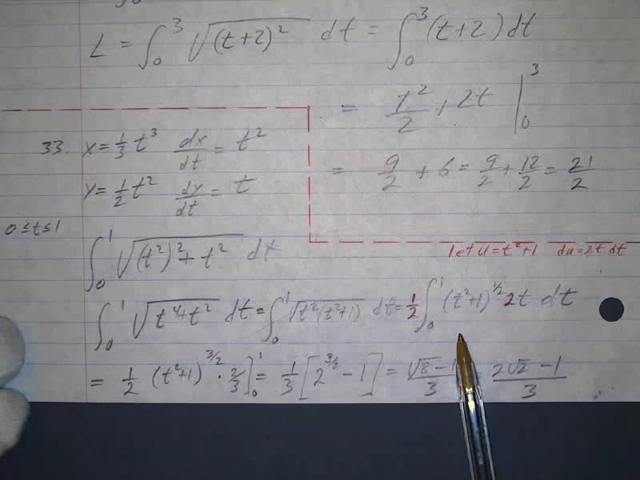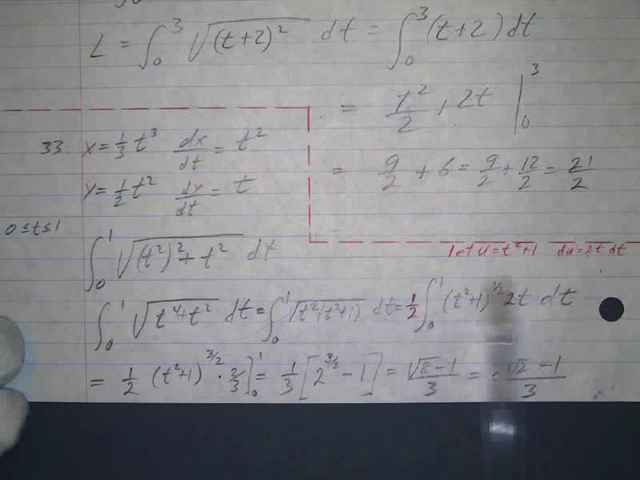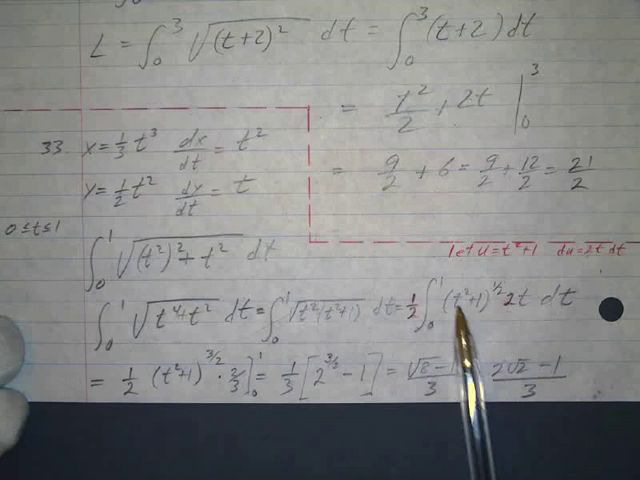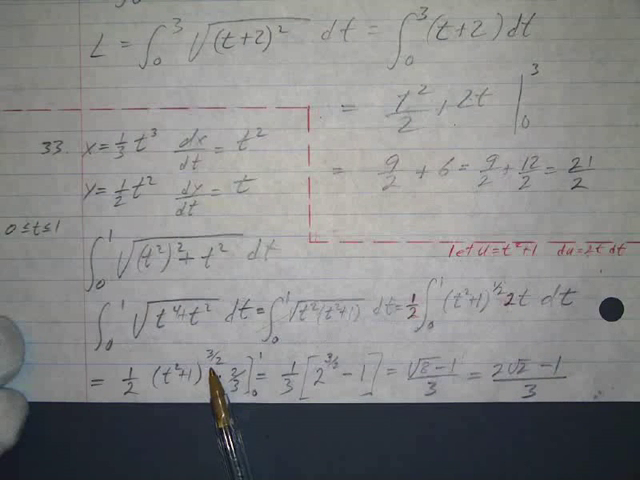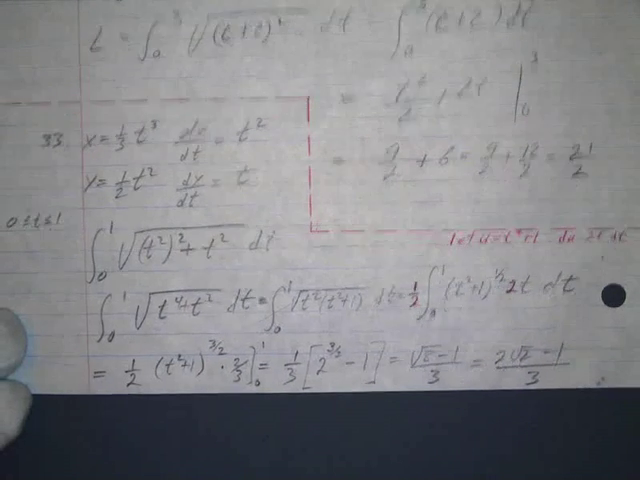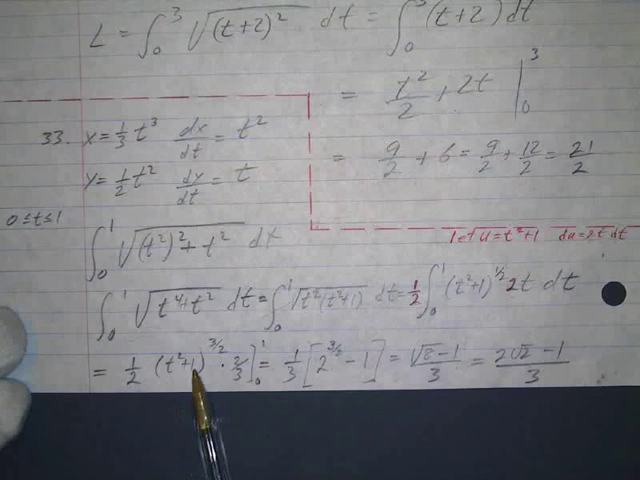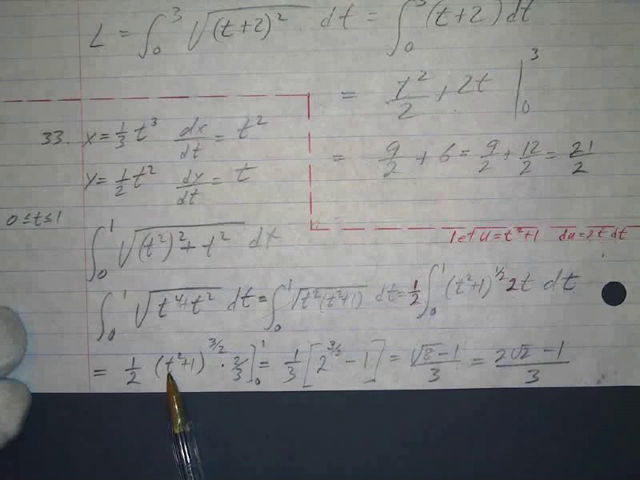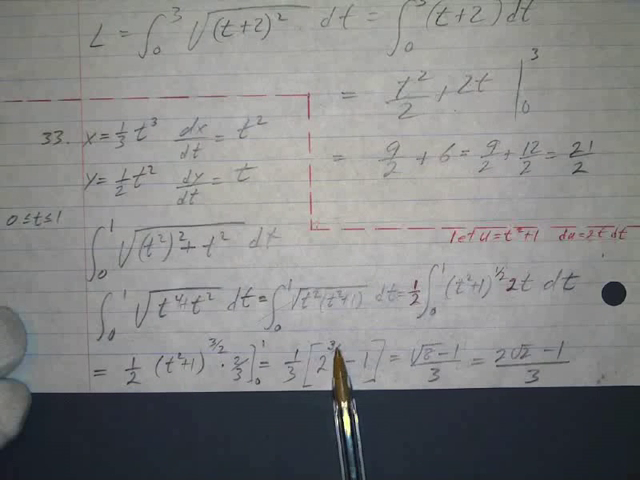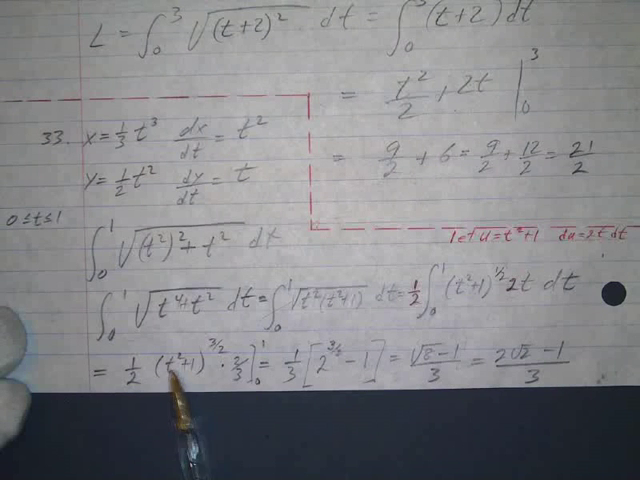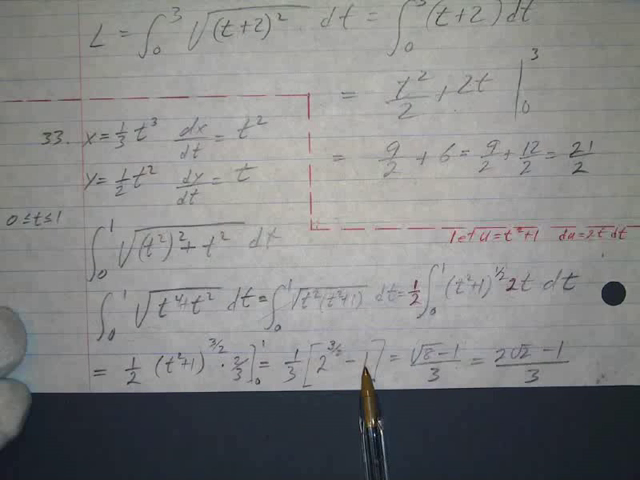So the antiderivative of this is going to be 1/2, and then this is all set up as u to the n du. So it'd be t squared plus 1 to the 3/2 times 2/3. And 2 over 2 is 1, so this is just going to be 1/3 times t squared plus 1 to the 3/2 from 0 to 1. Well, if I put 1 in here, I have just 1 plus 1 is 2 to the 3/2. If I put 0 in here, I just have 0 plus 1 or 1 to the 3/2, which is just 1.